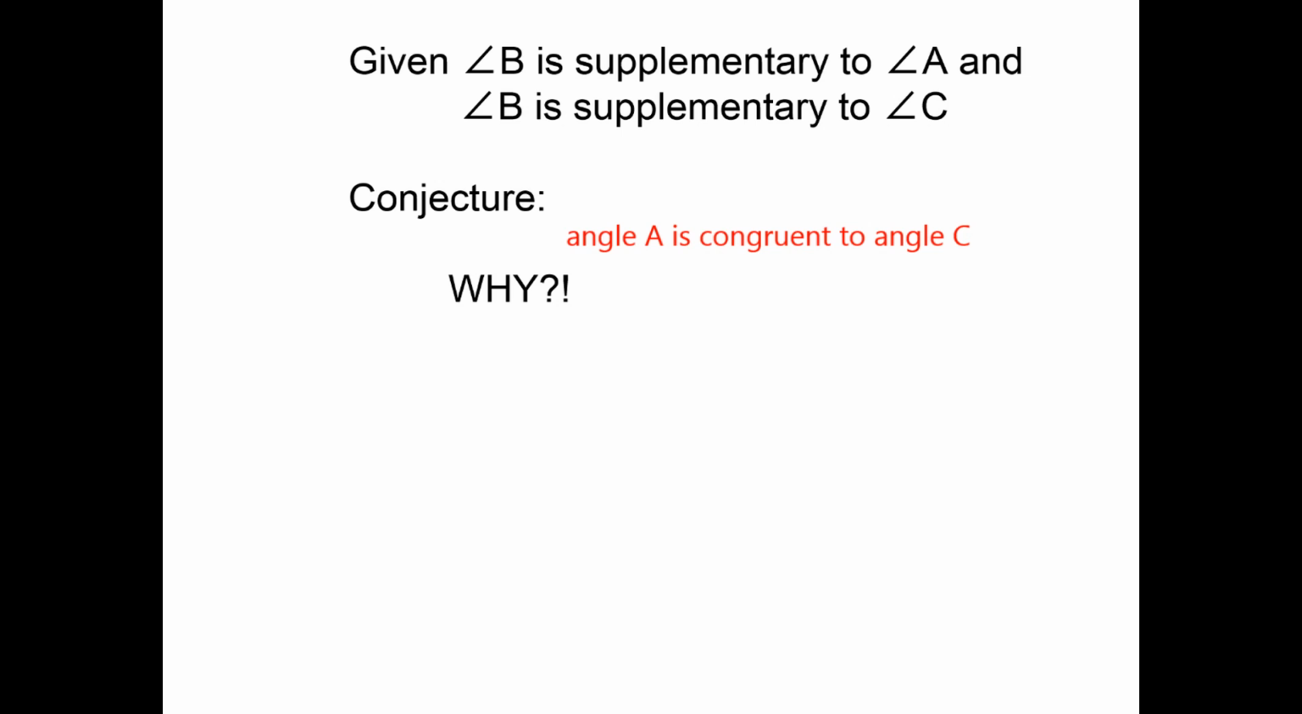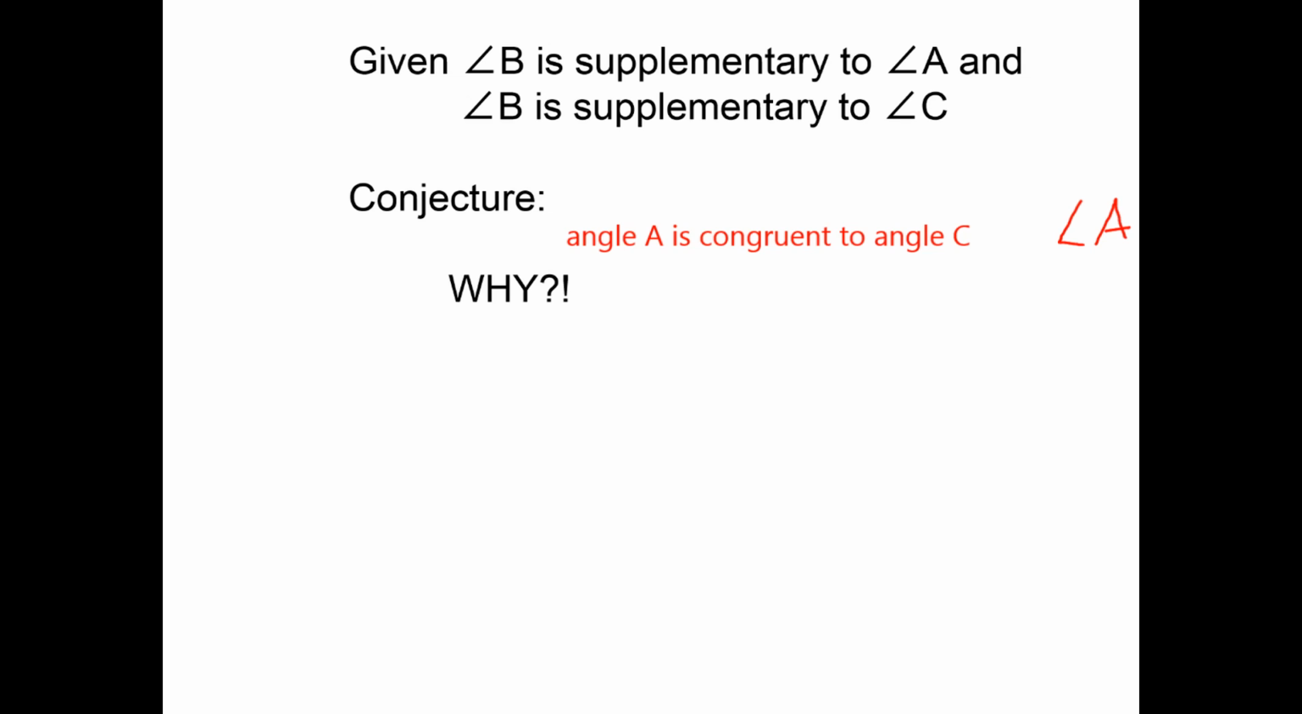For this, we're going to try to make a conjecture based on this information. Angle B is supplementary to angle A, and angle B is also supplementary to angle C. Now, later on, we're going to do full-on proofs, but for right now, we're just going to basically make a conjecture and use an example for which it works. So what we're going to conjecture is, since B is supplementary to both of them, that angle A is congruent to angle C.